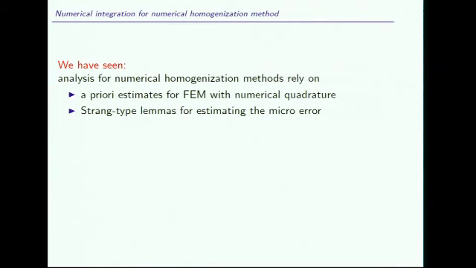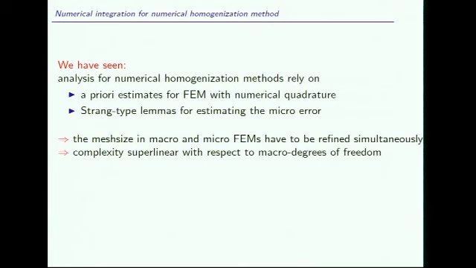So what is the message of this talk? We have seen that the analysis of numerical homogenization methods relies on a priori estimates for FEM with numerical quadrature and Strang-type lemmas for estimating the micro error. Okay, and whenever the FEM with numerical quadrature analysis is not available, it is maybe a good idea to first derive this type of estimate before going to the analysis. It simplifies the analysis very much for the multi-scale problem. That's the message. So the mesh sizes in the macro and micro finite element methods have to be refined simultaneously, and the complexity is superlinear with respect to the macroscopic degrees of freedom.